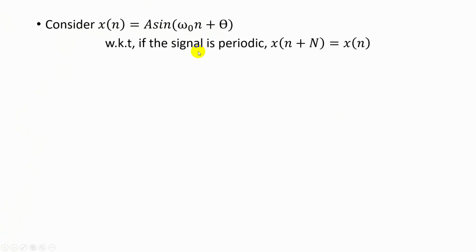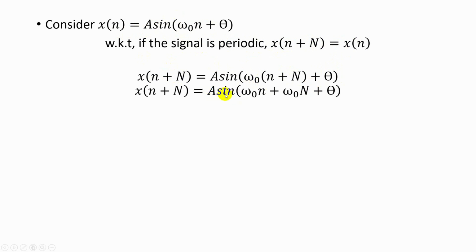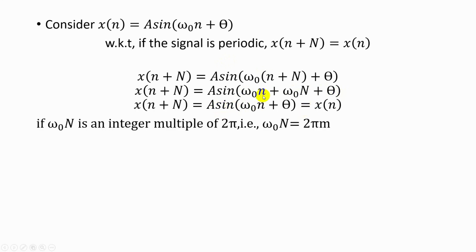Consider this discrete time signal x of n is equal to a sin omega naught n plus theta. If the signal is periodic, x of n plus capital N is equal to x of n. So for this signal, x of n plus capital N is equal to a sin omega naught n plus capital N plus theta, which is equal to a sin omega naught n plus omega naught N plus theta.